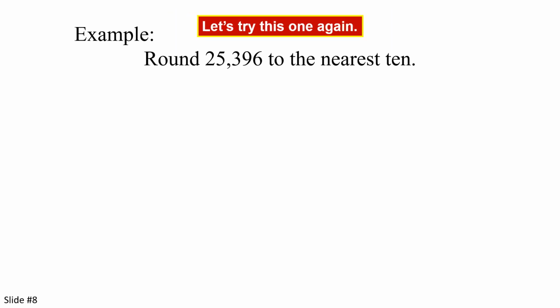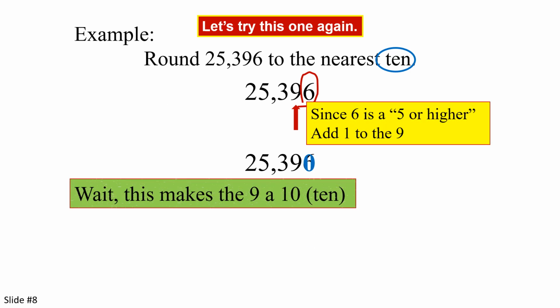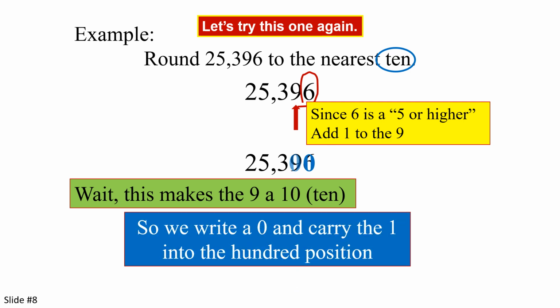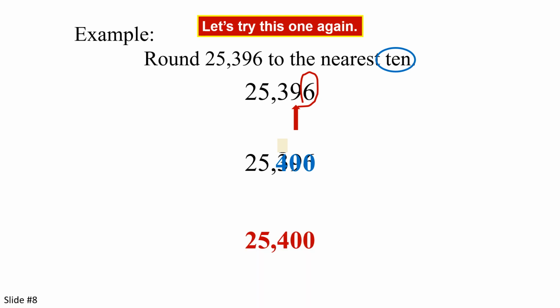25,396 to the nearest 10. We find the tens position, which is where the 9 is. We look one number to the right, which is the 6. Replace the 6 with a 0. Since the 6 is 5 or higher, we're going to add 1 to the 9, which is going to make it 10. So we change it to a 0 and carry the 1. So we basically got a 10 there. And then 3 plus 1 is 4. So it becomes 25,400.